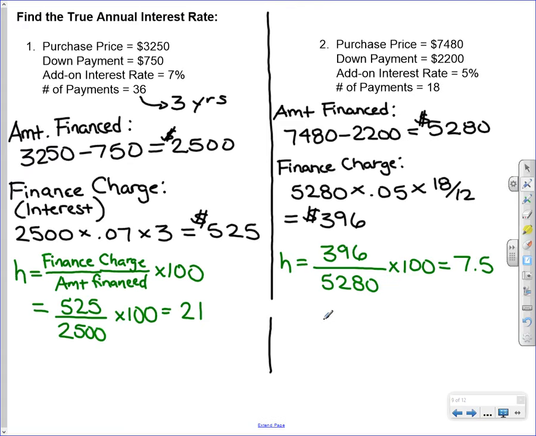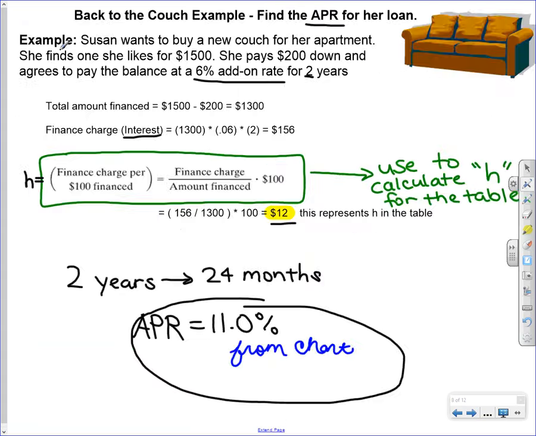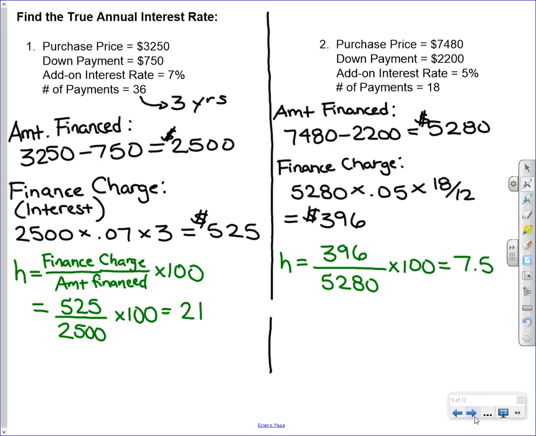Okay, so let's do two more examples, just different ways. Some of your homework problems will be set up where it gives an actual situation, what they're buying and all that stuff. Other times they're just going to give you that necessary information, okay? So here we've got the purchase price is $32.50. They had a down payment of $750. Add-on interest rate was 7% and the number of payments is 36.